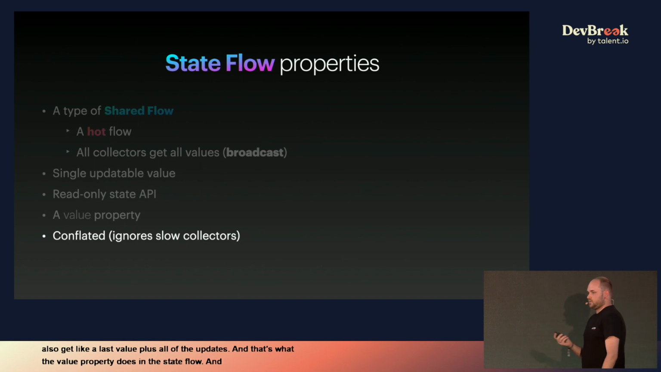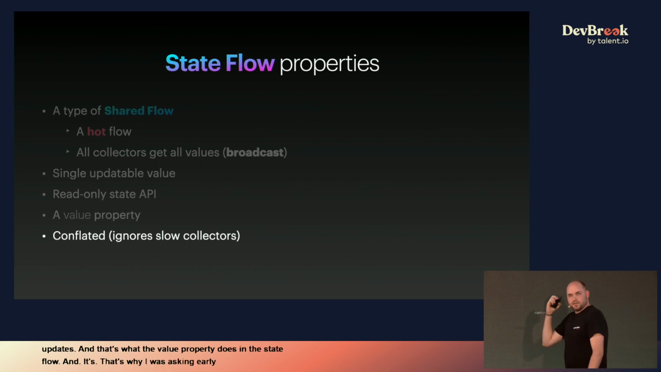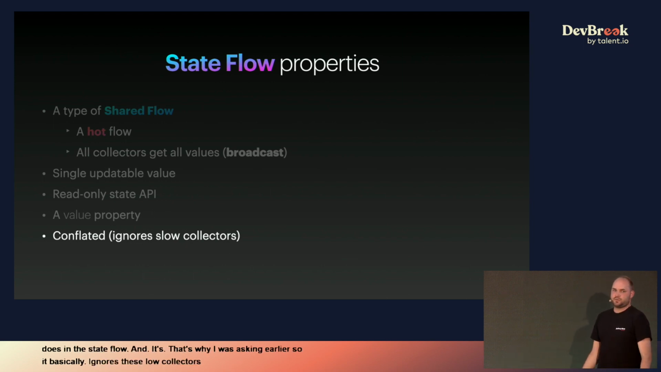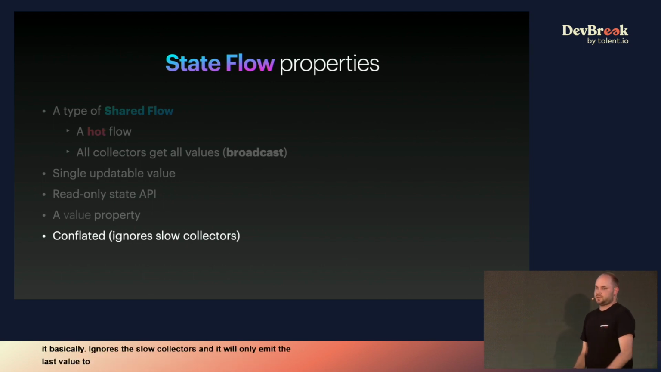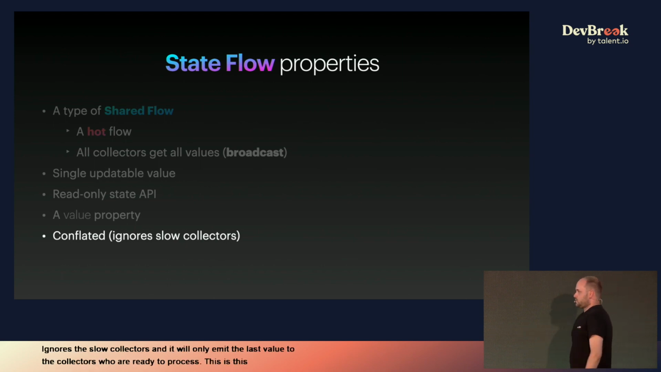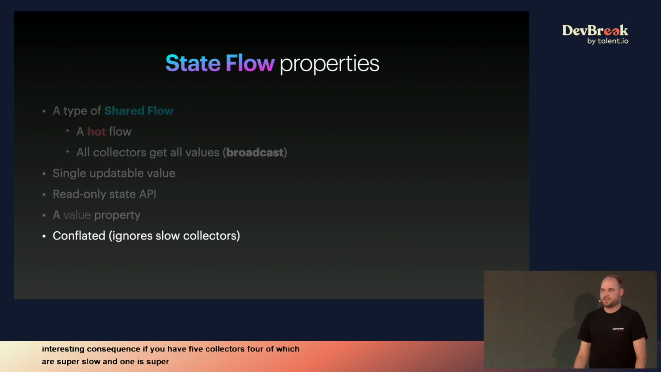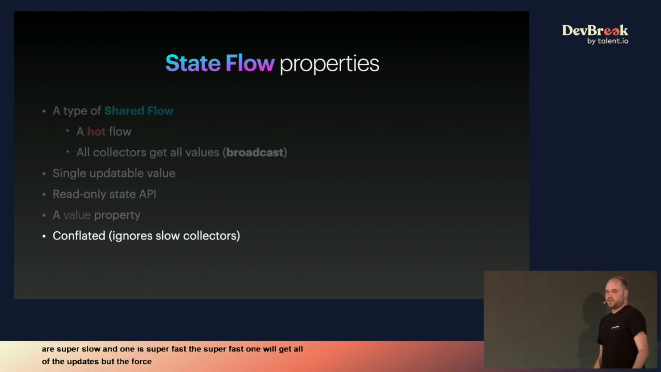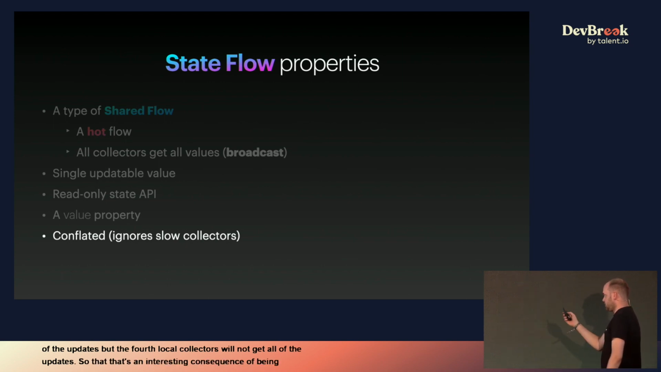And it's conflated. That's why I was asking earlier. So it basically ignores the slow collectors, and it will only emit the last value to the collectors who are ready to process. This has an interesting consequence. If you have 5 collectors, 4 of which are super slow and 1 is super fast, the super fast one will get all of the updates, but the 4 slow collectors will not get all of the updates. So that's an interesting consequence of being conflated and being a shared hot flow.